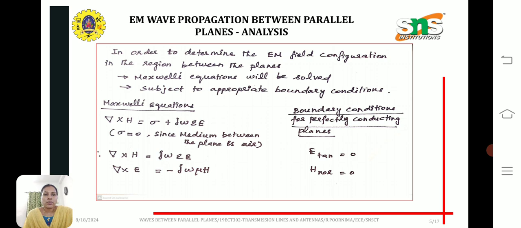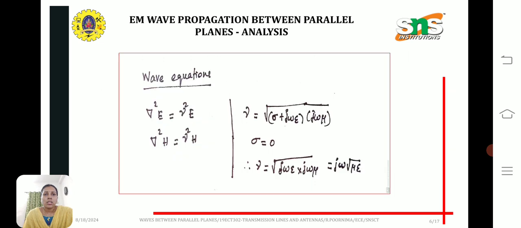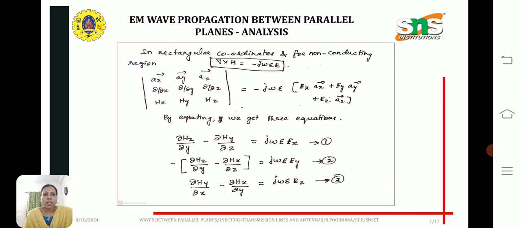And the boundary conditions for perfectly conducting planes are E tangential equal to 0 and H normal equal to 0. Applying the wave equation, del squared E equal to gamma squared E, and del squared H equal to gamma squared H, where gamma is the propagation constant. Substituting sigma equal to 0, we get gamma equal to j omega square root of mu epsilon. So in rectangular coordinates and for a non-conducting region, del cross H equal to j omega epsilon E.